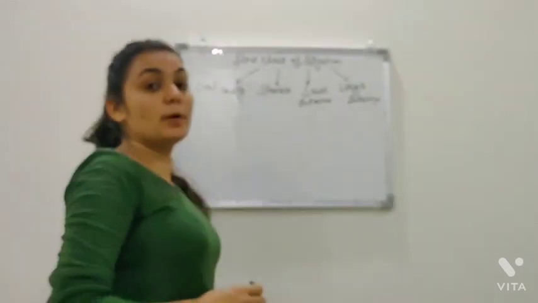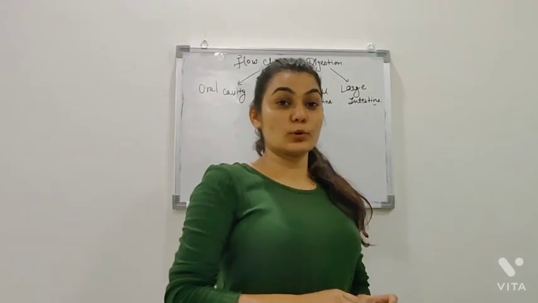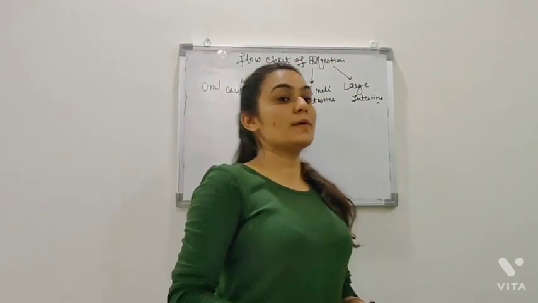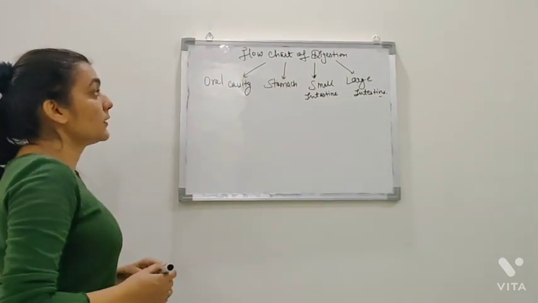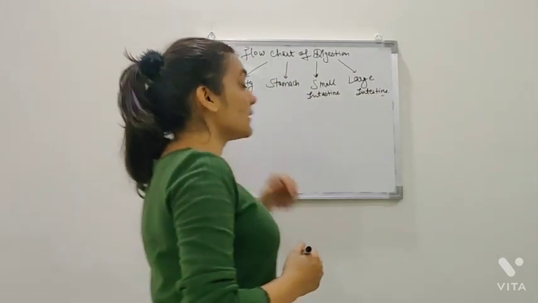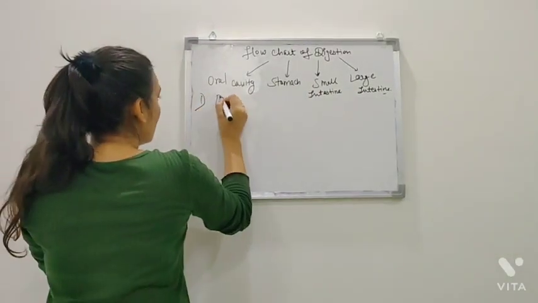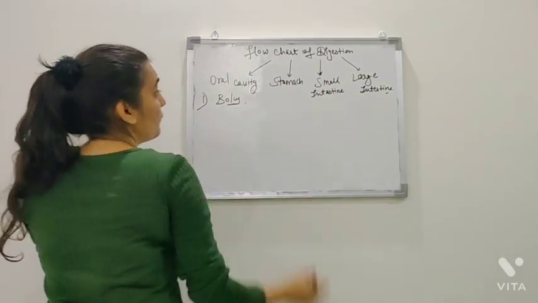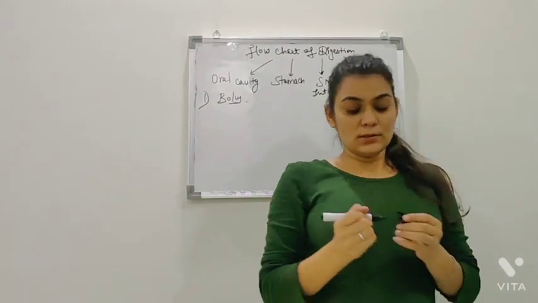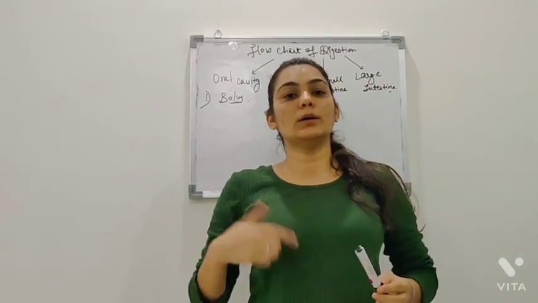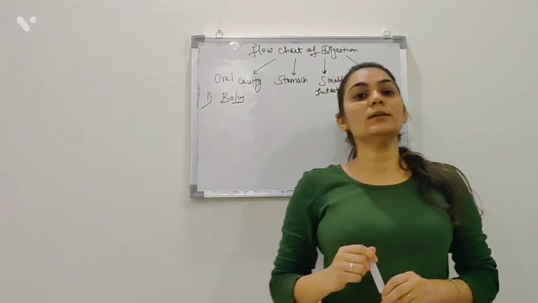Now we are discussing the flowchart of the digestive process so that you can remember it faster. First, the food enters into our oral cavity. The first term we are discussing is the bolus. What is bolus? Bolus is simply when the food enters into the oral cavity and mixes with the saliva.